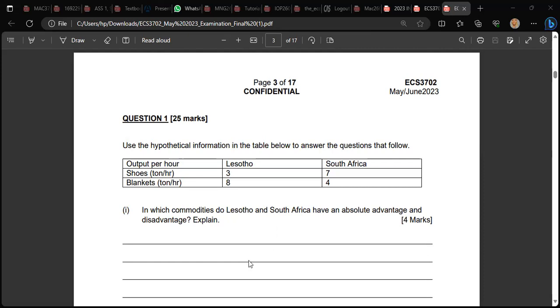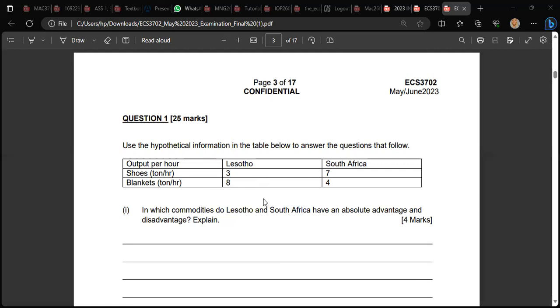Lesotho has absolute advantage with blankets and absolute disadvantage with shoes, while South Africa has absolute advantage with shoes, and absolute disadvantage with blankets, because in an hour's time. Sorry, say again, I missed it. Please start again.